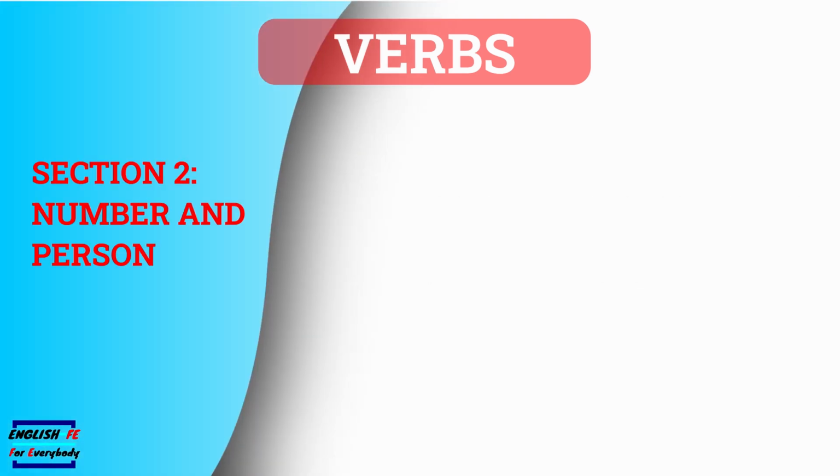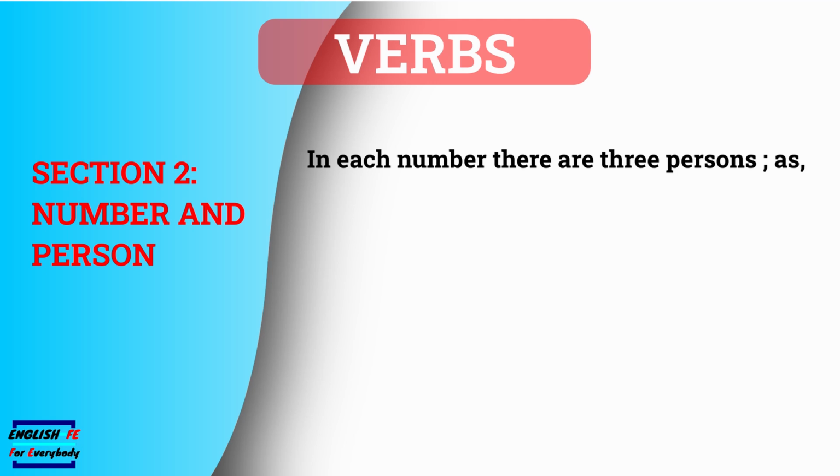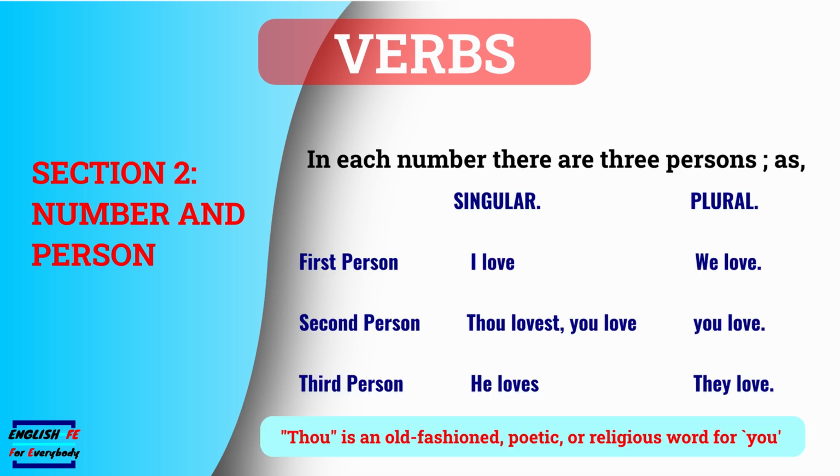Section 2, of number and person. Verbs have two numbers, the singular and the plural, as I fiddle, we fiddle, etc. In each number there are three persons, as singular first person, I love, singular second person, thou lovest, singular third person, he loves, plural first person, we love, plural second person, ye or you love, plural third person, they love.